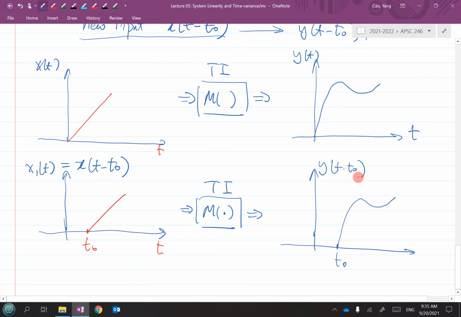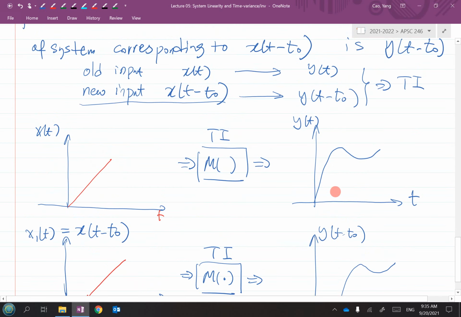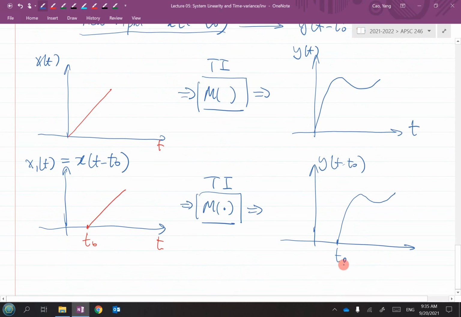So you can also think about an alternative wording for the property. Given a time invariant system, if I delay my input by t naught amount of time, then my output will also be delayed by a corresponding amount of time t naught. In this case, I'm talking about delay, where t naught is greater than 0. So it's equivalent to the time invariant property.